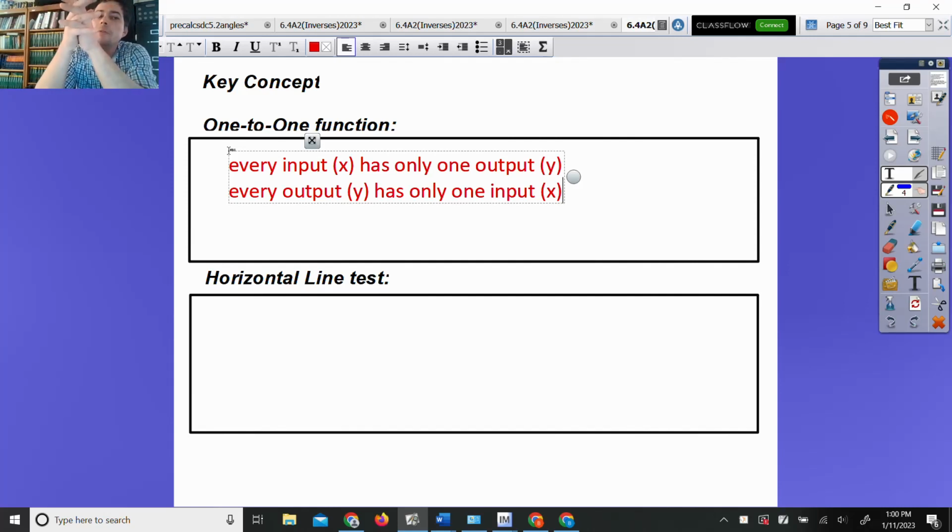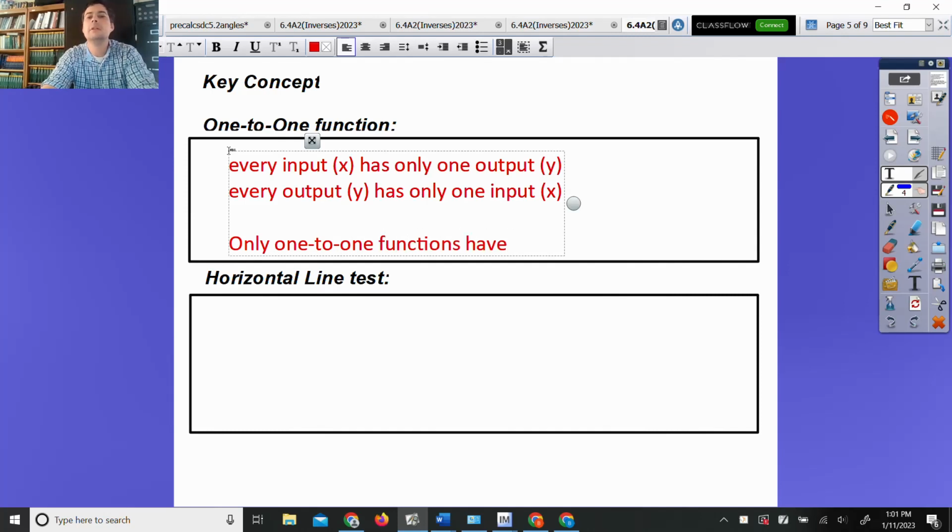There's something special about one-to-one functions. Only one-to-one functions, what we're talking about today, have inverses. If you're not one-to-one, you can't invert it. Because if a function had two outputs and you inverted it, how would you know which output creates the required input? You wouldn't. That's why it is the way it is. You have to be one-to-one.